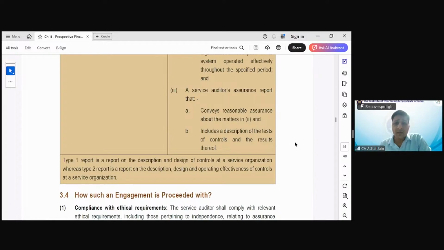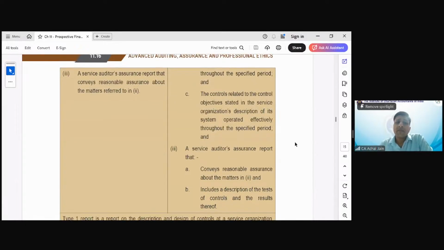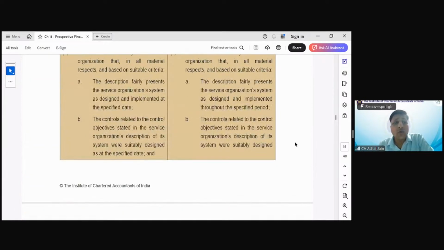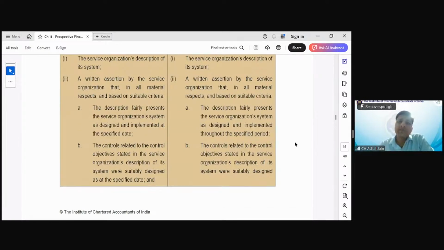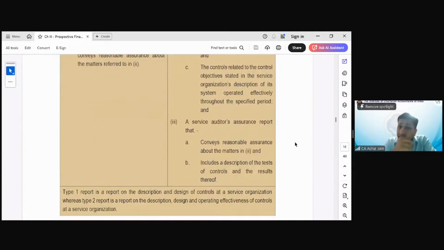Now, in this final reporting, when it comes to type 1, the service auditor's assurance report conveys reasonable assurance about the matters referred to in point 2. Right? When it comes to type 2, it conveys reasonable assurance about the matters referred to in point 2 above and includes a description of the tests of controls and the results thereof. So you can say type 2 is a more detailed one. Its coverage is more. Right?